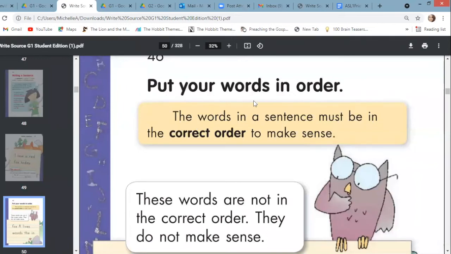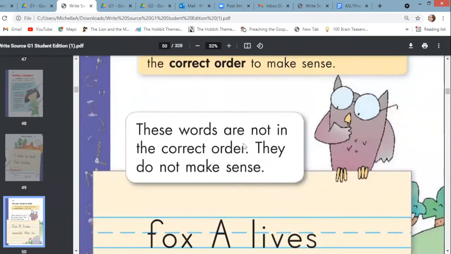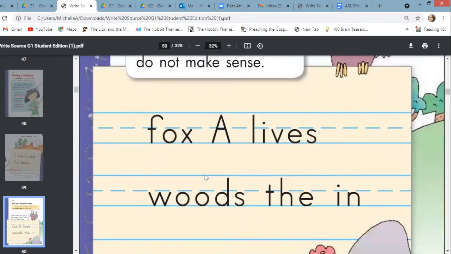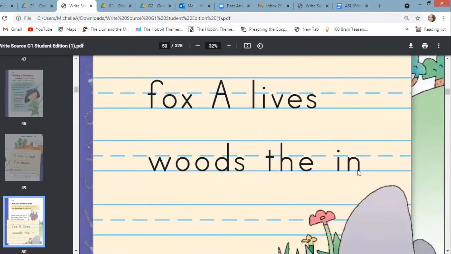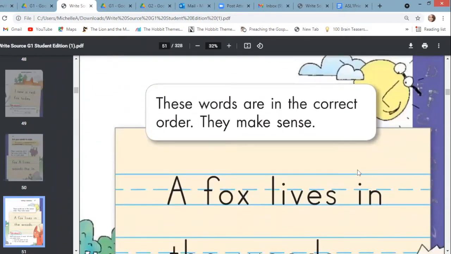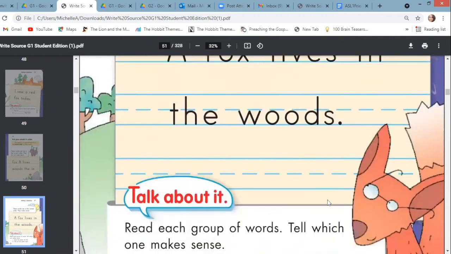So in a sentence, you put your words in order as we learned. The words in a sentence must be in the correct order and it must make sense, right? These words are not in the correct order. "A fox a lives or woods the in" doesn't make sense at all, right? Because it's not in the correct order. Here's a beautiful example of a complete sentence. A fox lives in the woods, right? Nice and complete.